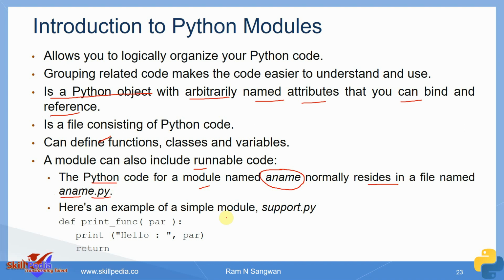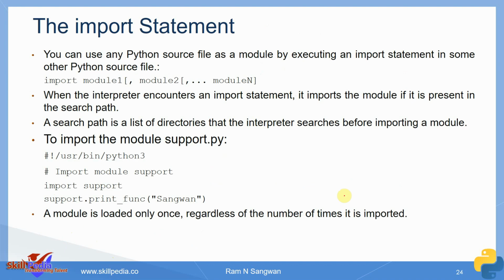Here's an example of a simple module, support.py. You put this kind of a simple definition, def, print function, and the parameters, print hello, and a return. So you simply write your functions inside this, and that will be a module. Point is, we write modules to place multiple similar kind of functions, same type of functions.